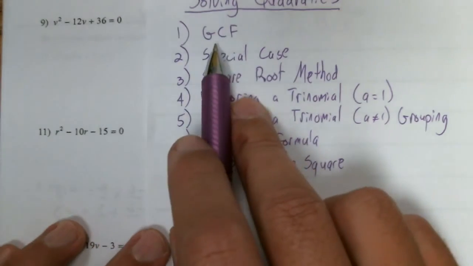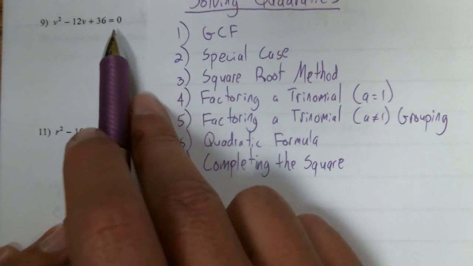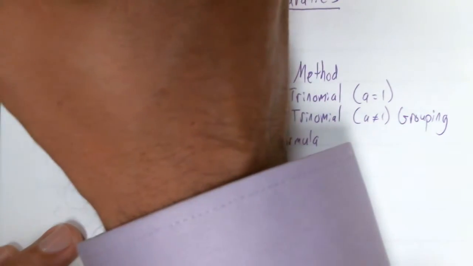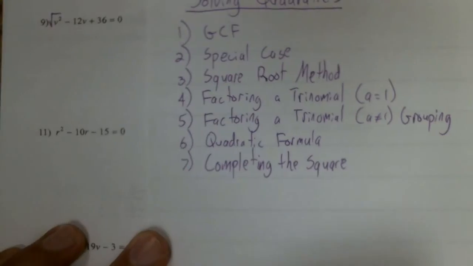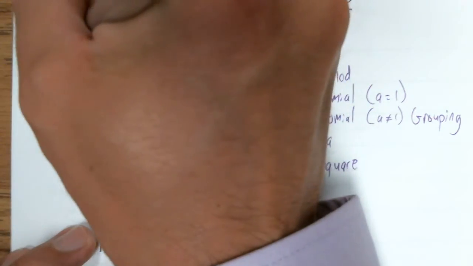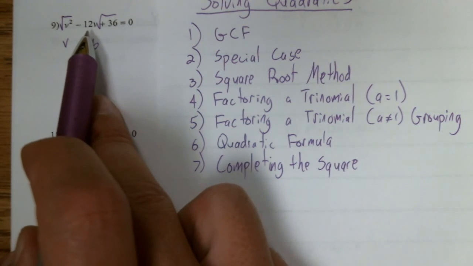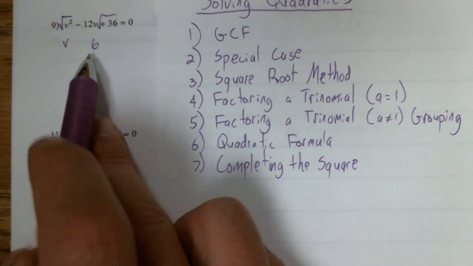Okay, number 9, GCF. No, because I have a C term. Special case? Huh. Wait a minute now. Wait a minute. Can I take the square root of that? Can I take the square root of v squared? I sure can. Can I take the square root of 36? Is that a perfect square? Sure is. That's 6. When I multiply 6 times v and double it, do I get a 12? Yeah, I sure do. So this is actually a special case.